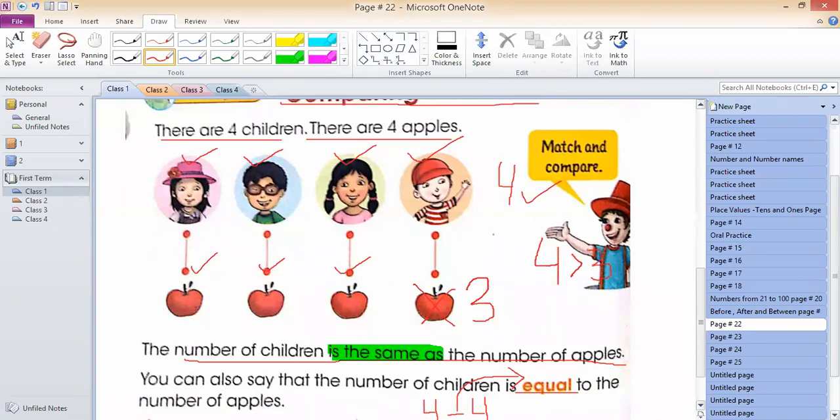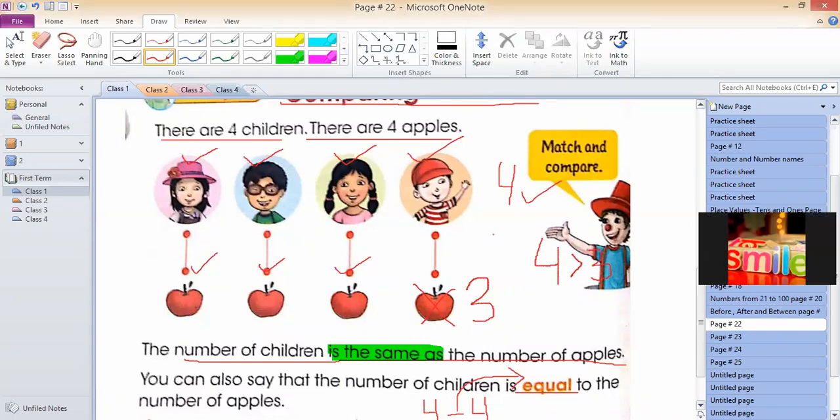If every child wants to eat 1 apple, then we need 4 apples. We need the apples to be the same as the number of children. Right, guys? Am I clear to you?